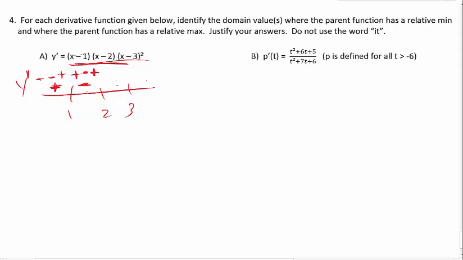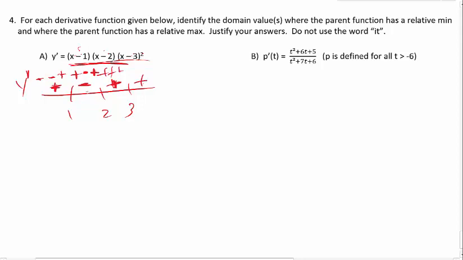Plugging in 2.5 gives me a positive quantity times a positive quantity times a positive quantity, which is a positive result. And plugging in 3.5 would really be the same song. A positive times a positive times a positive would give me a positive.